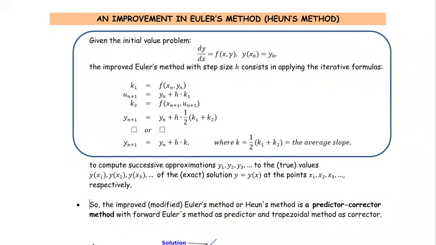This time we are looking at the improved Euler's method. From the given initial value problem, dy/dx is the function xy, and the initial condition is y at x0 equals y0, with the step size h. The iterative formula for the improved Euler method is y_{n+1} equals y_n plus h times k. K is the average slope, or the average of k1 and k2.